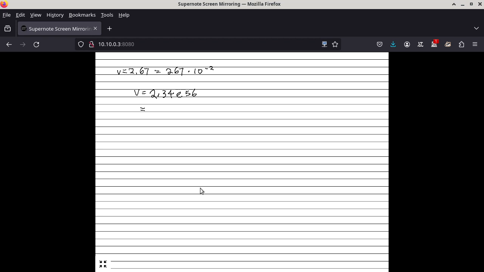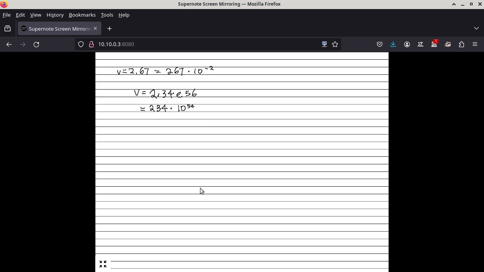So the first thing I want to do is look at this and go, I don't want to deal with 2.34. Okay, so I can now say this is the same thing as 234 times 10 to the power of what? This is 52. That is correct. Okay.